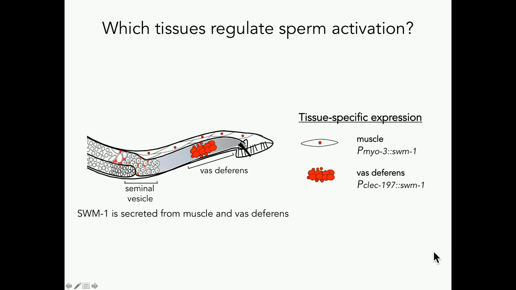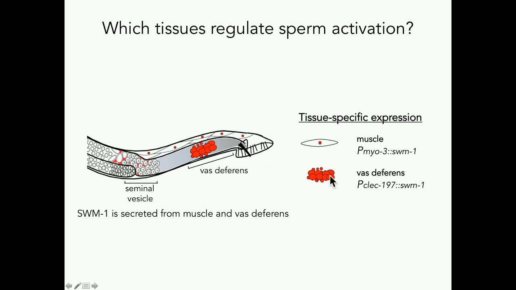So what I've shown you is that SWM-1 is expressed in the posterior of the male in muscle cells, and it's also expressed in the vas deferens. The protein localizes not only to the vas deferens, but it also localizes to the seminal vesicle. And since I'm interested in understanding activation, I wanted to know the source of SWM-1, or what tissues are producing SWM-1 that goes to the seminal vesicle.